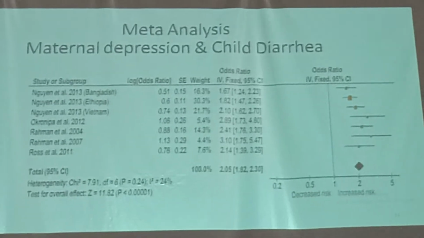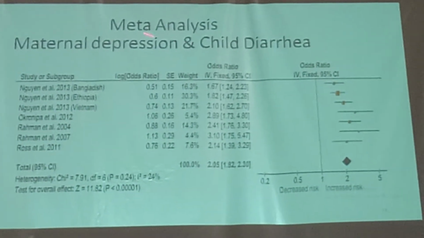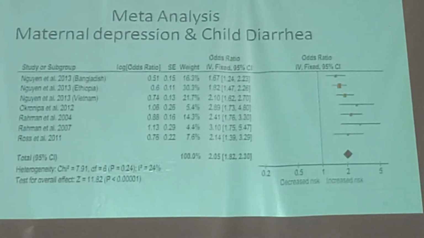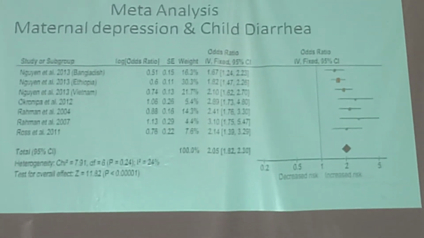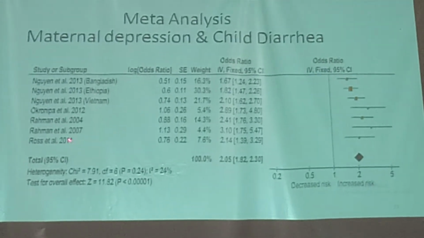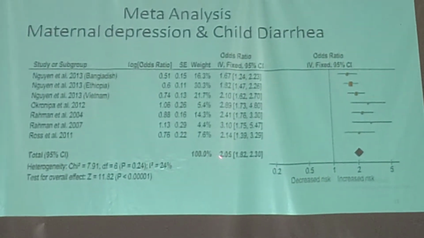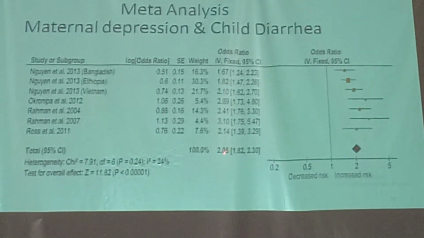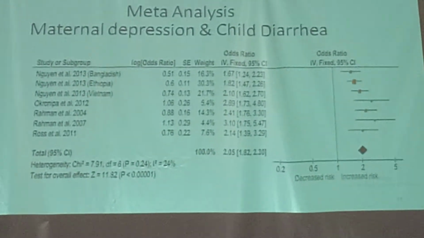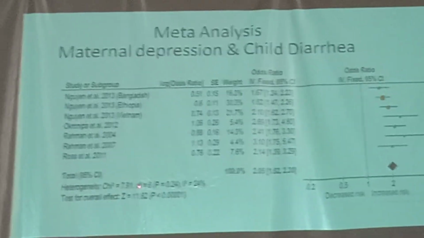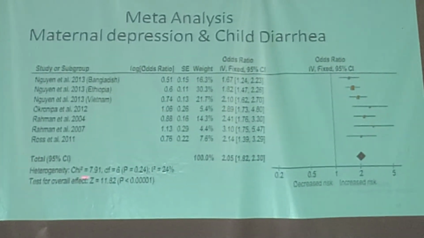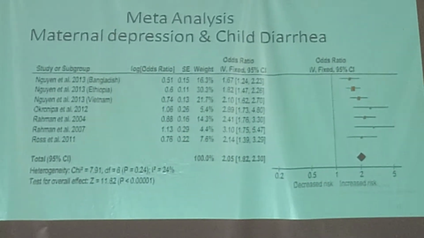When we come to the last paper, which was the meta-analysis on maternal depression and child diarrheal disease, the effect size estimates included 7 studies. The pooled result showed a strong and statistically significant relationship between maternal depression and child diarrheal diseases. Concerning heterogeneity, we can see low heterogeneity, and there was homogeneity across the studies.